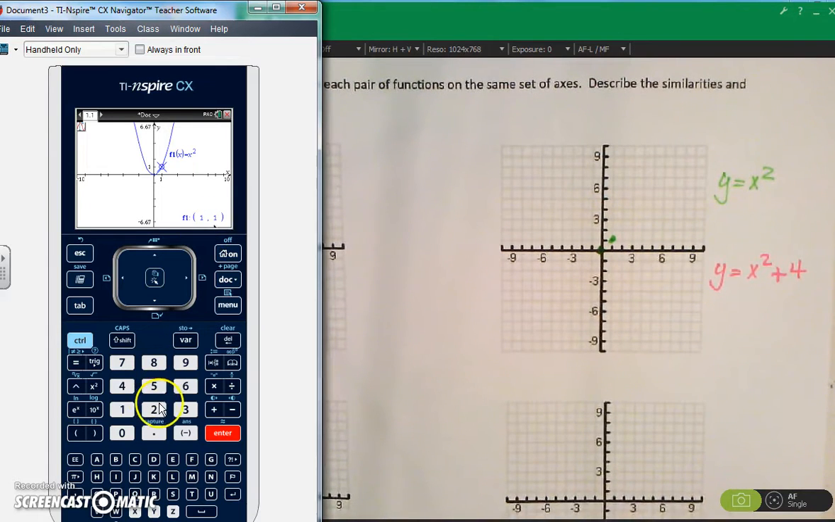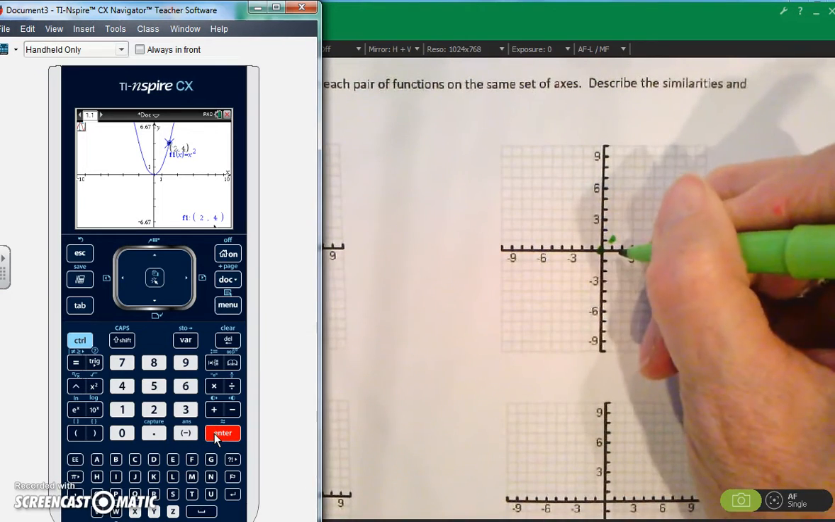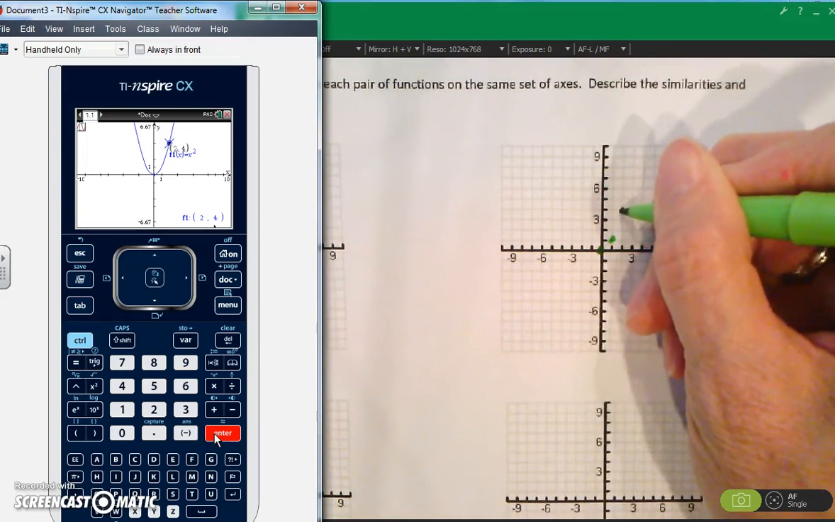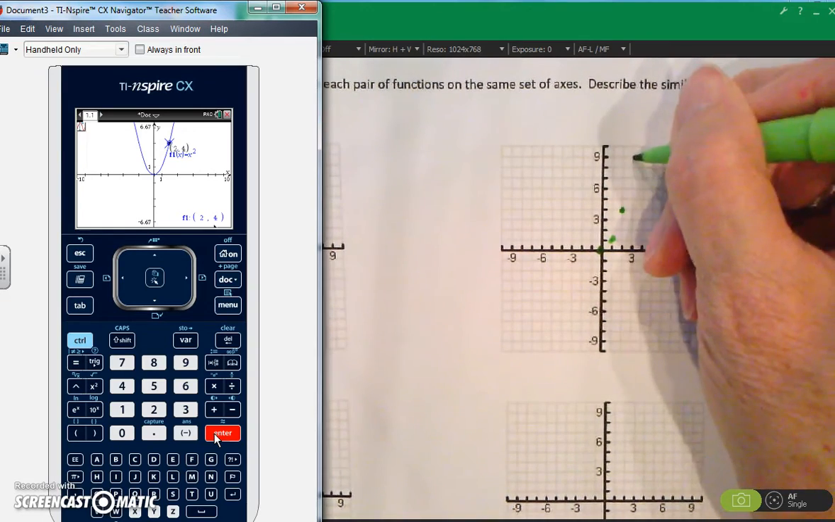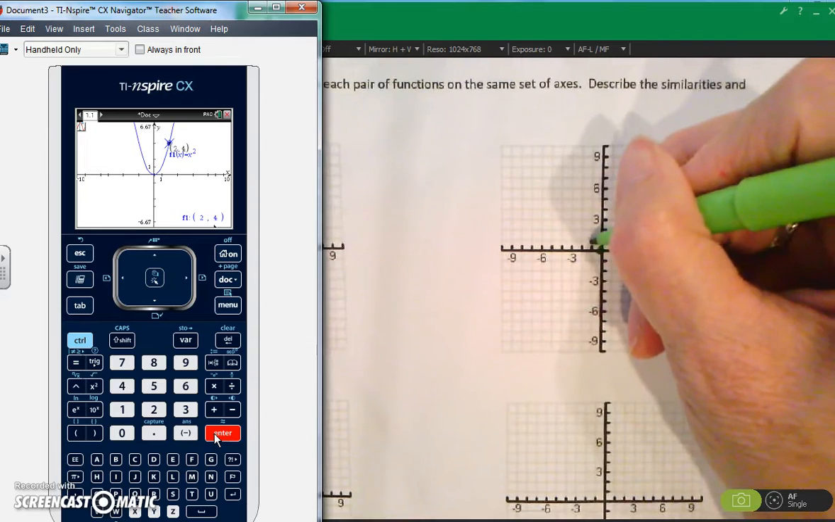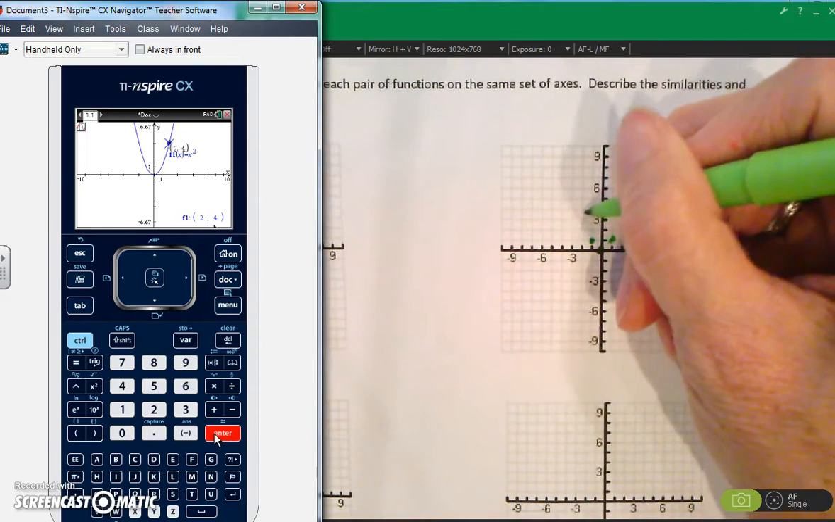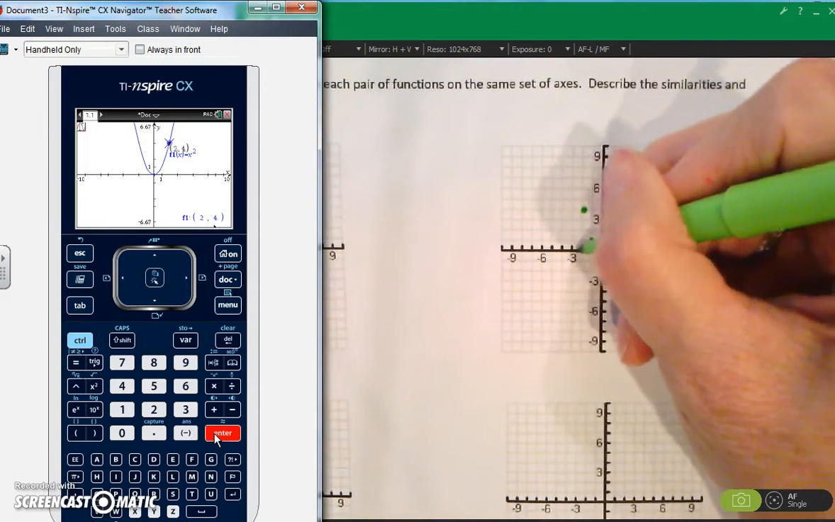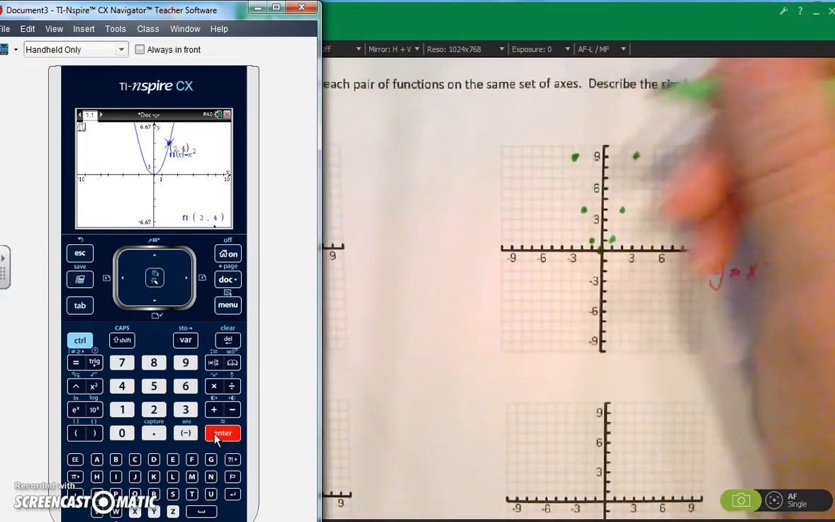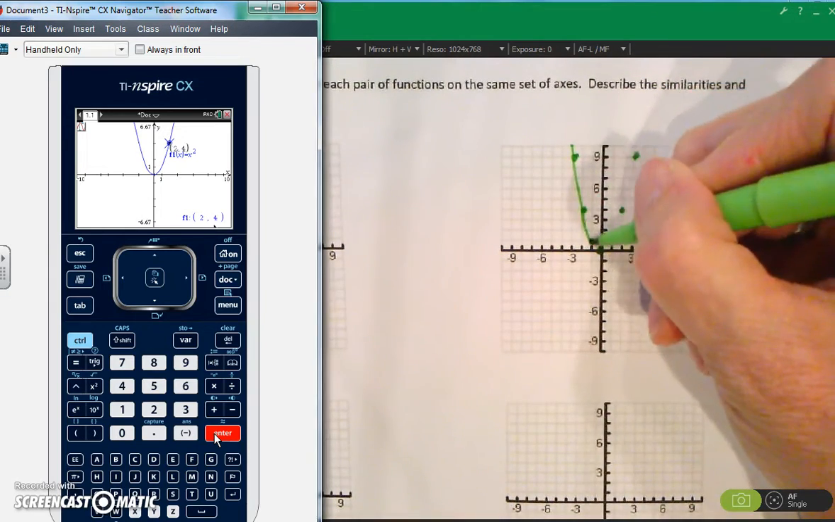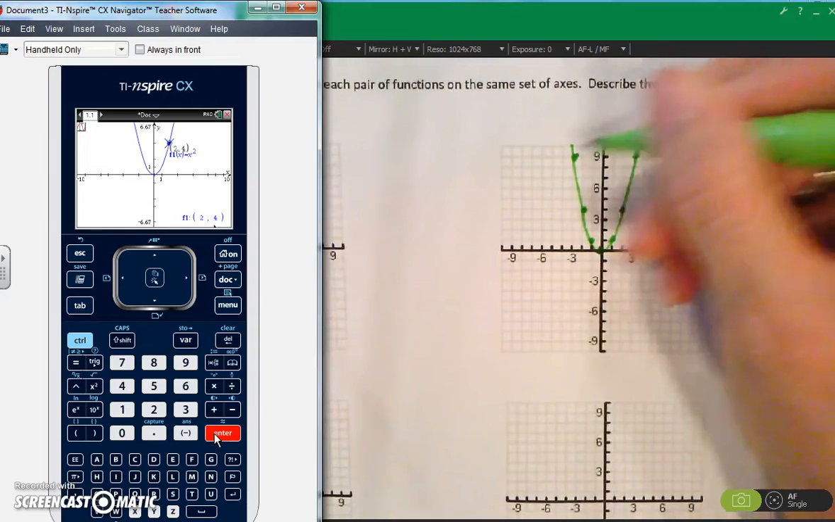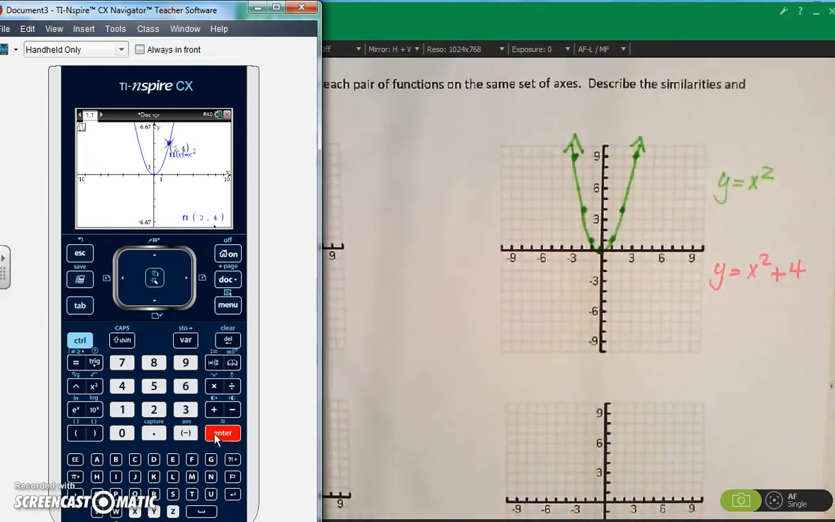We can then do a 2 and enter it. And our x is going to move up, and we get the point 2, 4. So we're going to put the point 2, 4 on there. If we moved it, we'd also find we had 3, 9, negative 1, 1, negative 2, 4, and then negative 3, 9. So it gives us some dots where we can make a nice graph of y equals x squared.